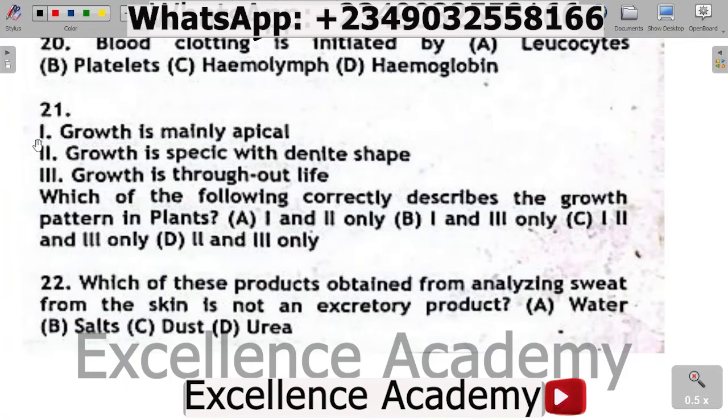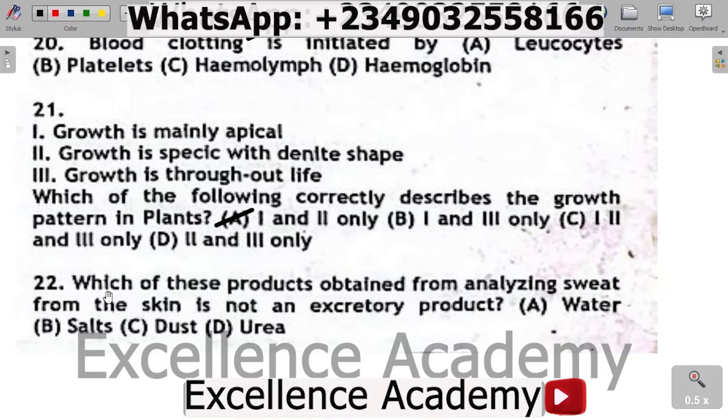Question 21. Growth is mainly apical. Growth is specific with definite shape. Growth is throughout life. Which of the following correctly describes the growth pattern in plants? A. I and I only. B. I and I only. C. I and I only. D. I and I only. The correct option is I and I only, which is option A.